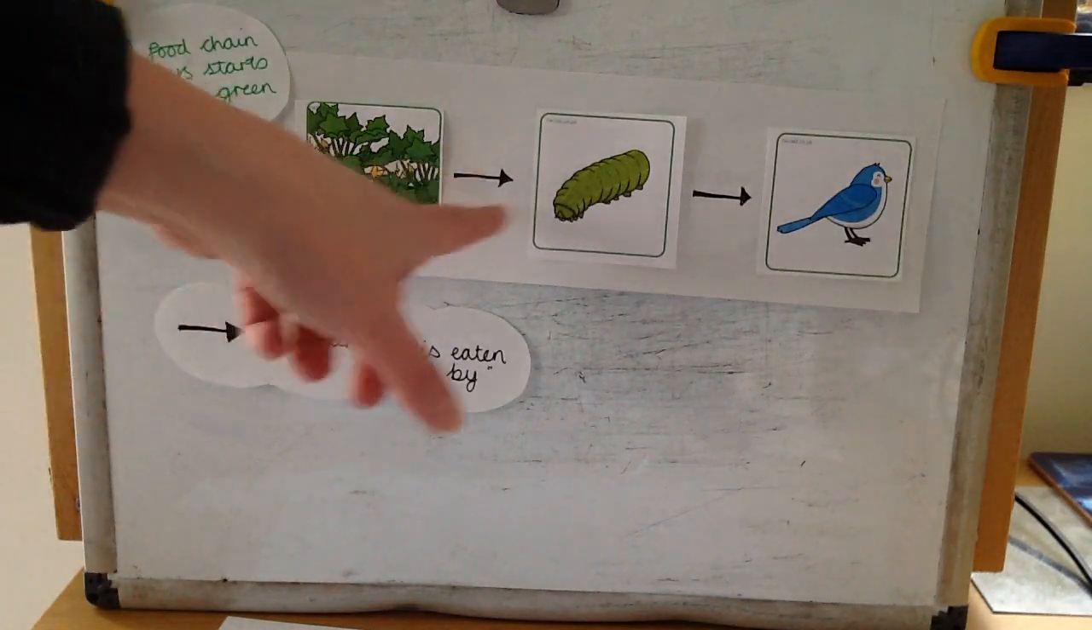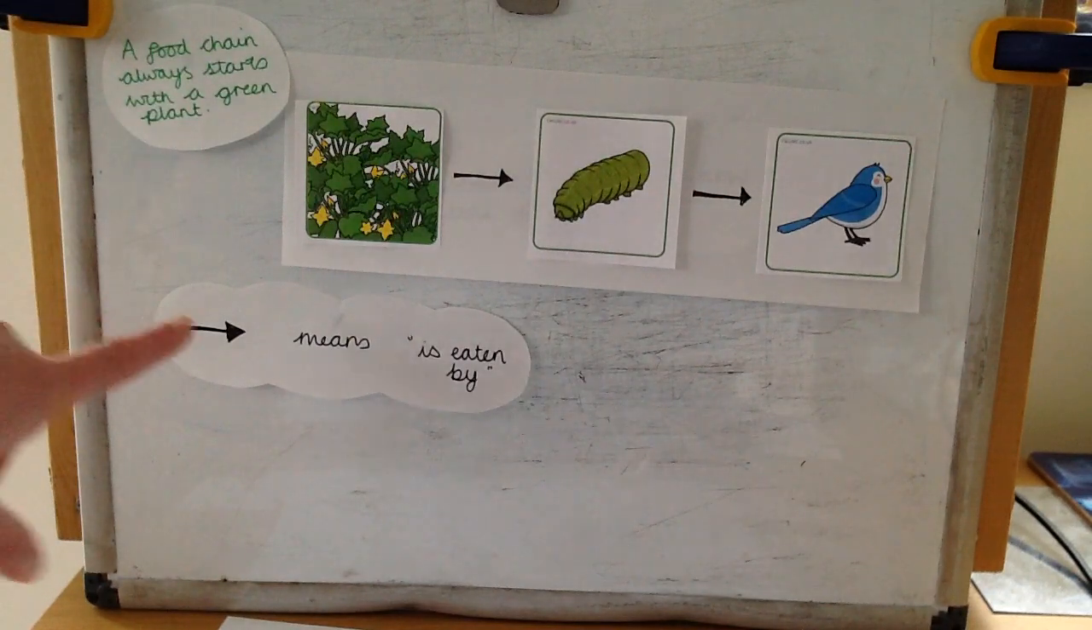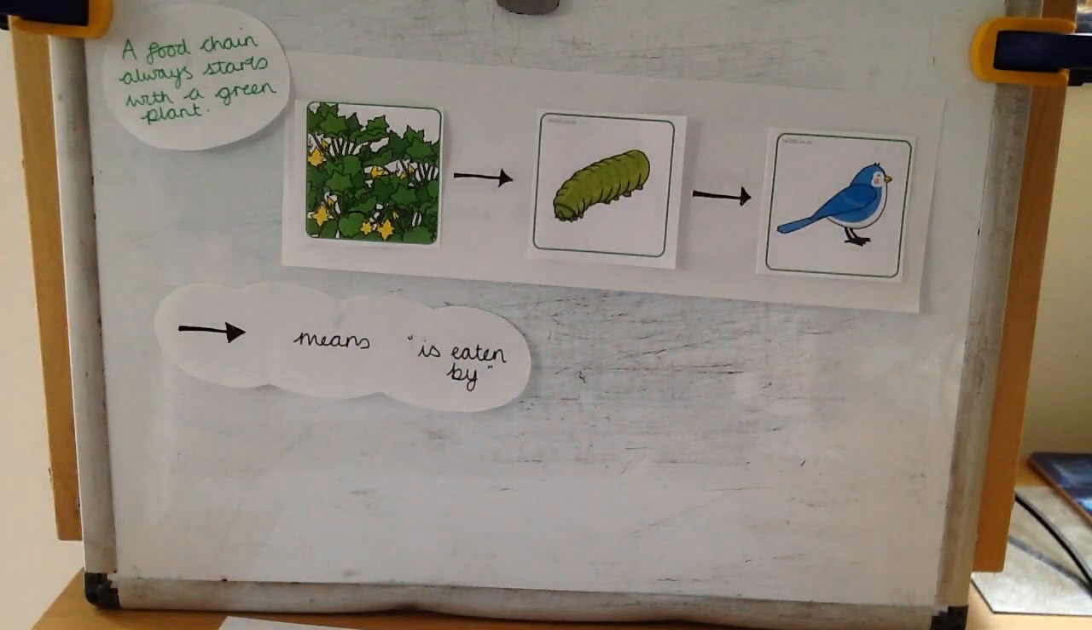The arrows show the flow of the energy through the food. Pause it now so that you can write this in your book. The arrow means is eaten by.